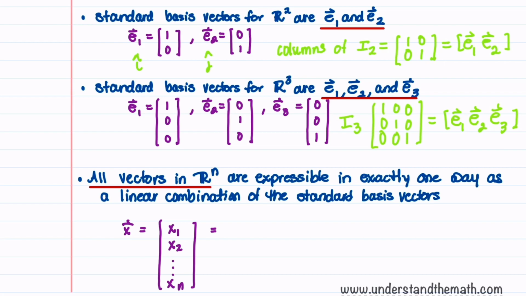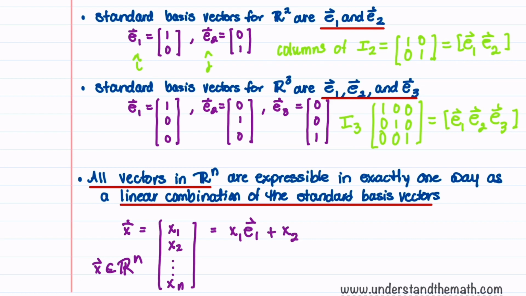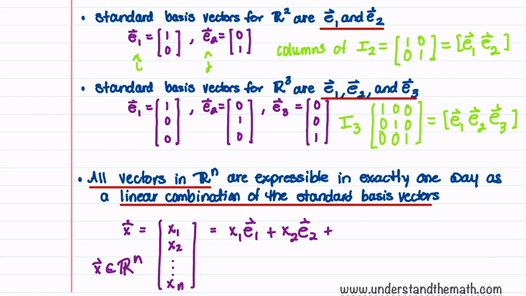All vectors in Rn are expressible in exactly one way as a linear combination of the standard basis vectors. Let's see what that looks like. If we have a vector x given here, x1 through xn, so x is an element of Rn, like we've seen before, it can be written in terms of the standard basis vectors. So we would write it as x1 times e1 plus x2 times e2 all the way up through xn times en.